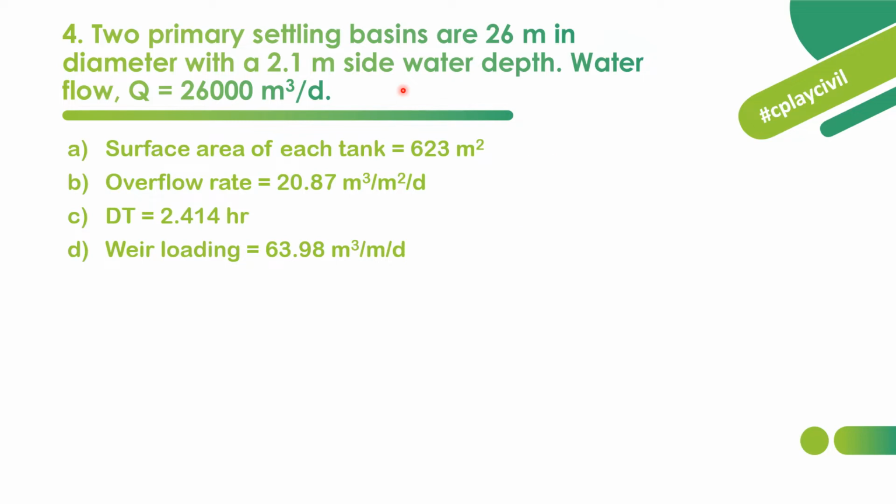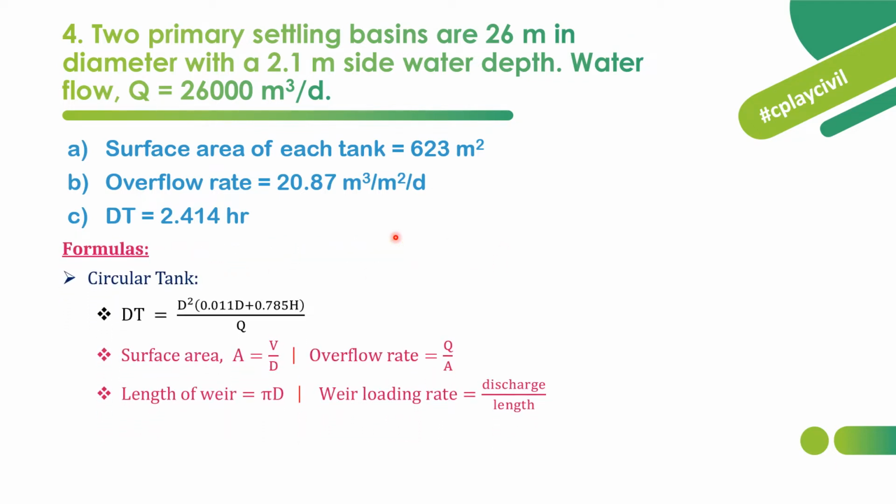So this is a circular settling basin, so that is why they have given diameter of the basin. So 26 meter is the diameter of the circular basin, and here the options A, B, C, first 3 options are correct and the weir loading rate is wrong. Now let's see the formulas how to determine the values.